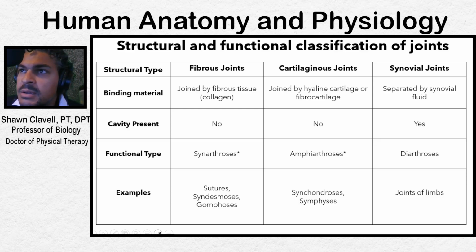There is the fibrous joint, which is held together by a dense fibrous tissue, collagen fibers holding them together, densely interlocking. There are cartilaginous joints, which are either held together by hyaline cartilage or fibrocartilage, and then synovial joints, which are ultimately separated. These are ones that have a space. There's a space between the two bones, and there's synovial fluid in between those spaces. You can see there's a cavity present in synovial joints.